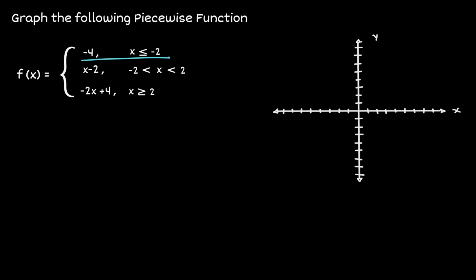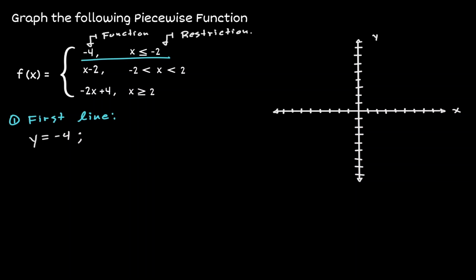Let's concentrate on our first line. Notice that there's a comma separating the left-hand side and the right-hand side of the line. On the left-hand side of the comma, we will write down the function that we're going to consider. And on the right-hand side of the comma, we're going to consider a restriction. So if we put all this together, in our first line, we're going to consider the equation y equals -4. But we're only going to take a look at the values of x that are less than -2.